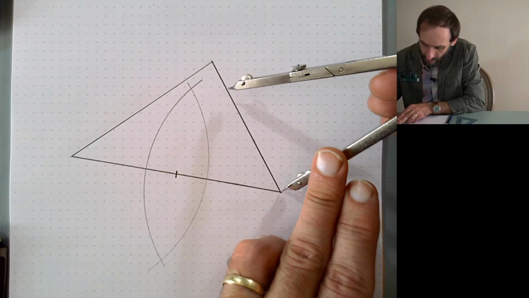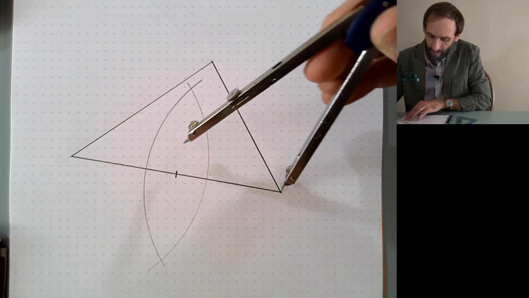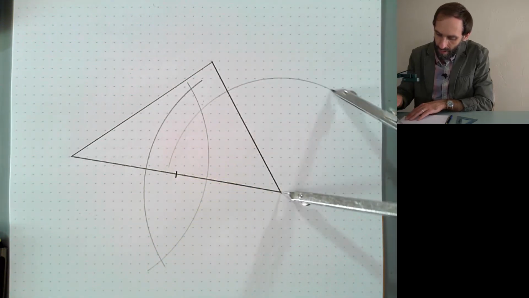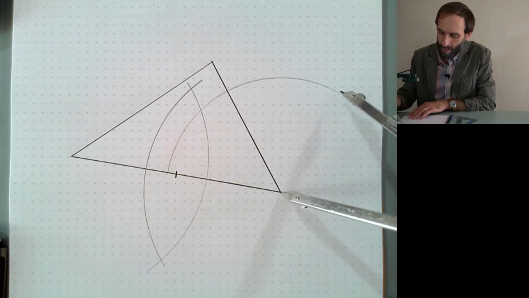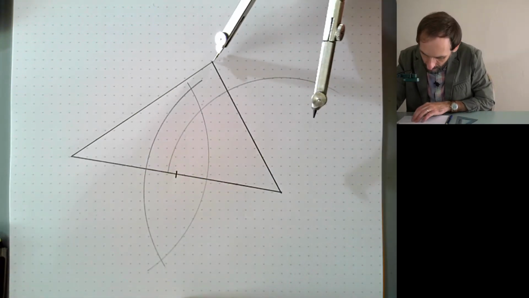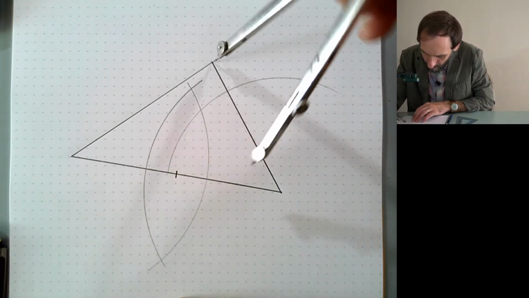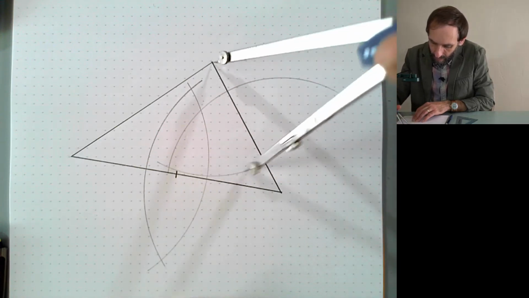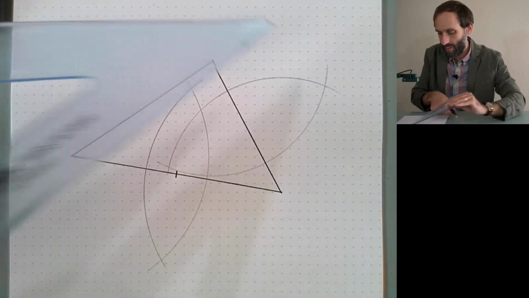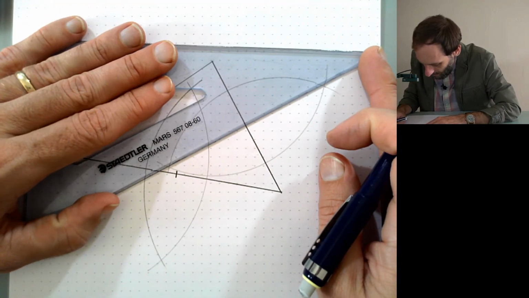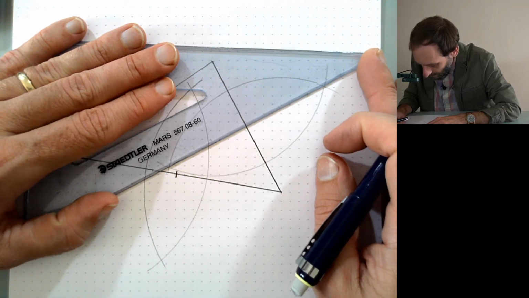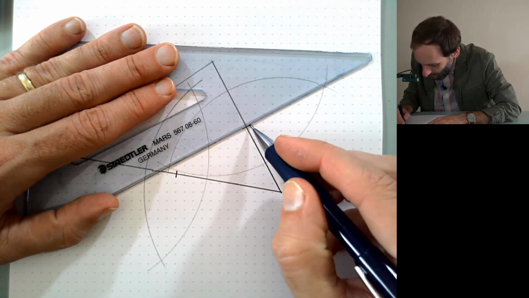So set my compass to be a bit more than half the length of that side. Draw my arc. Now I go to this point right here, and once again draw my arc. I'll use my straight edge, line up the two intersection points, and I'll mark off the midpoint here.